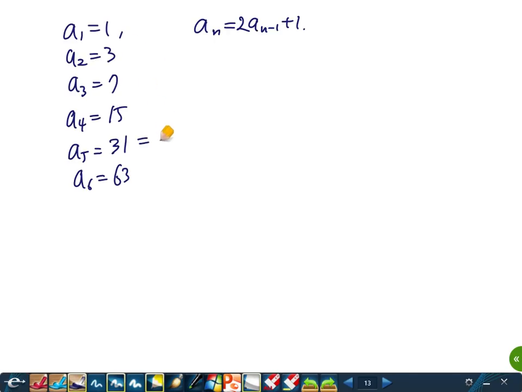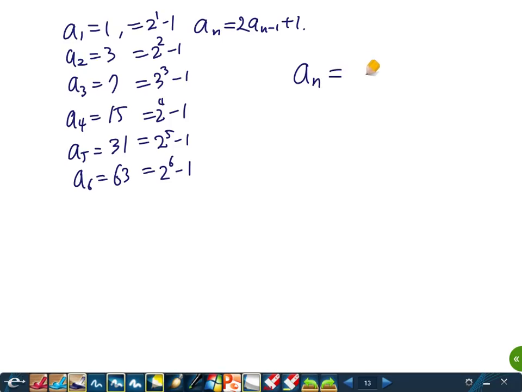32 minus 1, but 32 is 2 to the 5th minus 1. 64 is 2 to the 6th minus 1. 16 is 2 to the 4th minus 1. And from here you can see you have a clear pattern. So you can guess that a_n must be this, right? But this is not a proof. It's only a guess. If you want to prove this, you can prove this by induction.